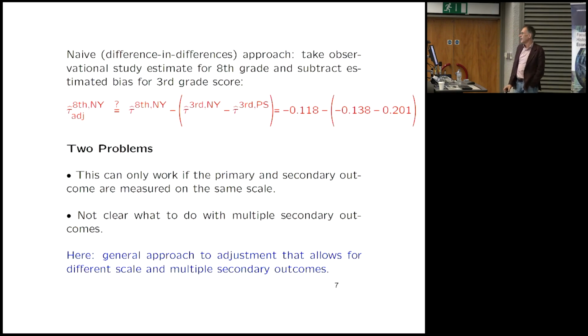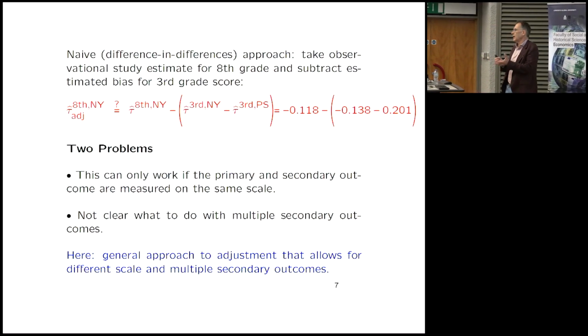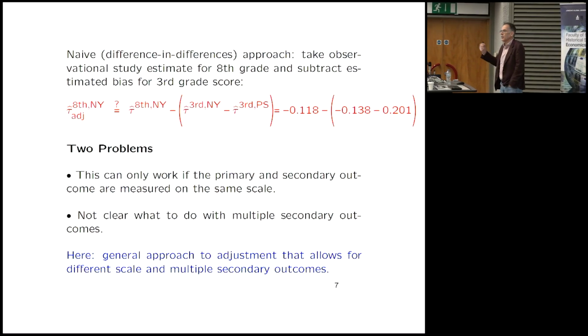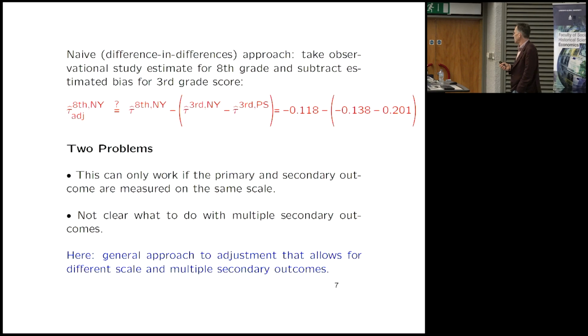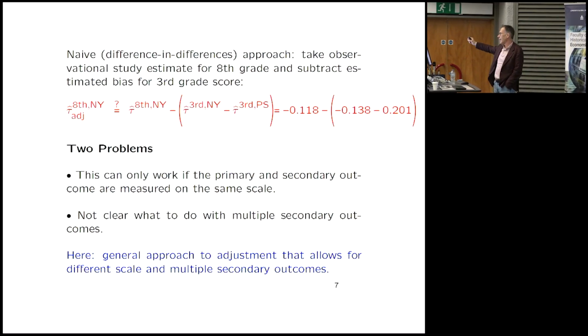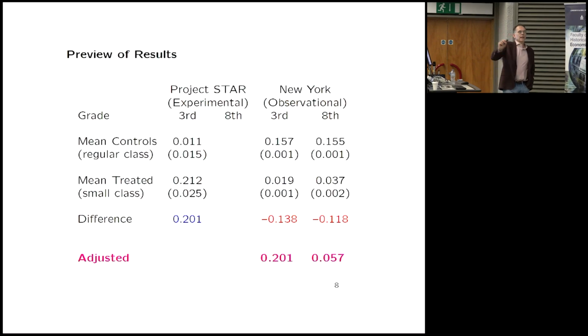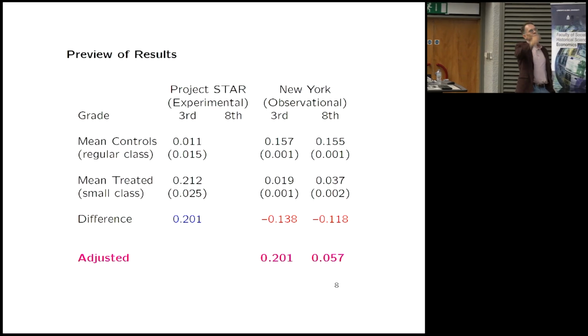Now, how could we do that? One thing would be a very naive approach. We could just subtract the difference we see for the 3rd grade test scores from the 8th grade comparison, assuming the selection effect is just additive and we can take it out. Clearly that doesn't work in general if these primary and secondary outcomes are measured on a very different scale, if these are different variables. It's also not clear what you would do if you had multiple secondary outcomes. So here we're going to have a systematic way of adjusting for the selection that we see in the 3rd grade test scores. I'm going to come back in a minute to how we actually do that.